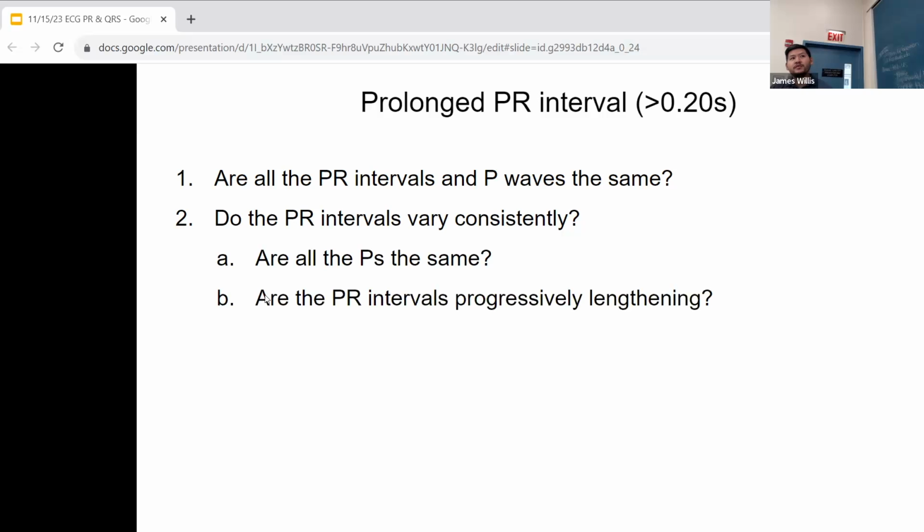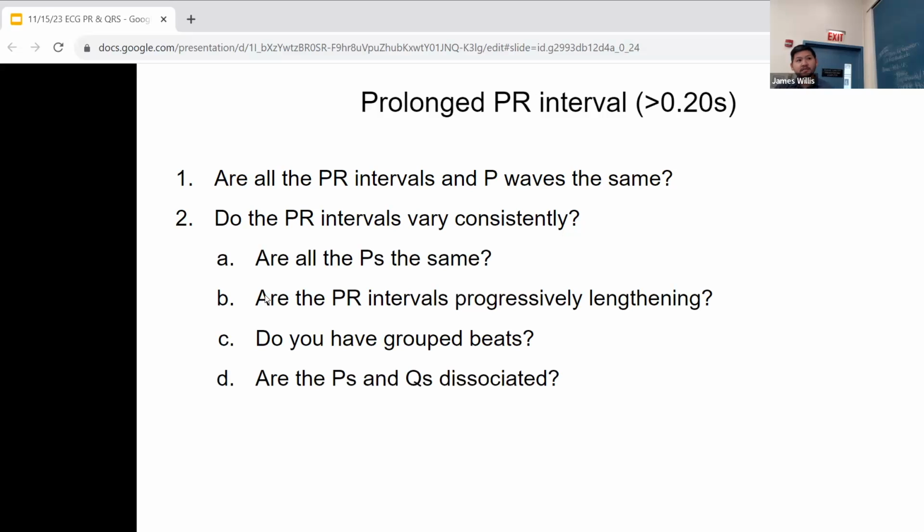Are the P's all the same? Is there some type of pattern? Do they progressively lengthen? Are they fixed? And do you have grouped beats, where you have a bunch of QRS complexes together, then a pause, and then another group of QRS complexes? And do the P's and QRSs communicate?